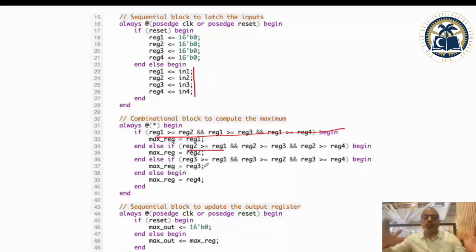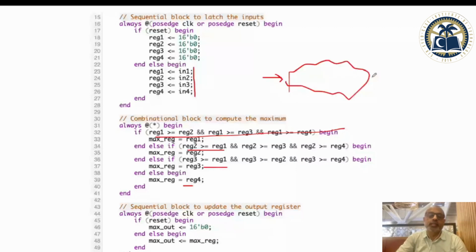So again, you are increasing the size of the cloud, putting more and more logic into finding the maximum in a single cycle. And then the same code is repeated here.